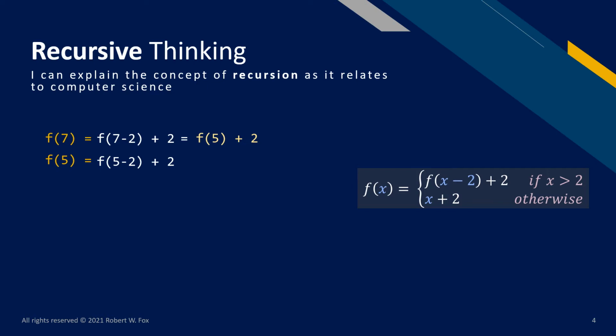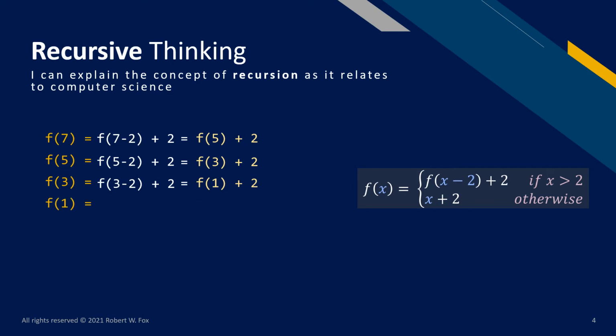And just like before, 5 minus 2 can be simplified to 3. So we have f of 3 plus 2, but again, we don't know what f of 3 is, so we'll treat it as a new problem. 3 is still bigger than 2, so we'll substitute our 3 right here and end up with f of 3 minus 2 plus 2, which is the same as f of 1 plus 2. So it seems like we have the same problem as before, and maybe we're going to just keep going forever, but actually this is going to be our last step.